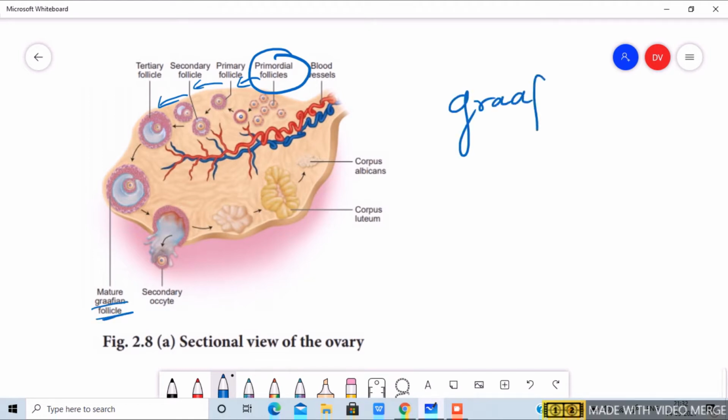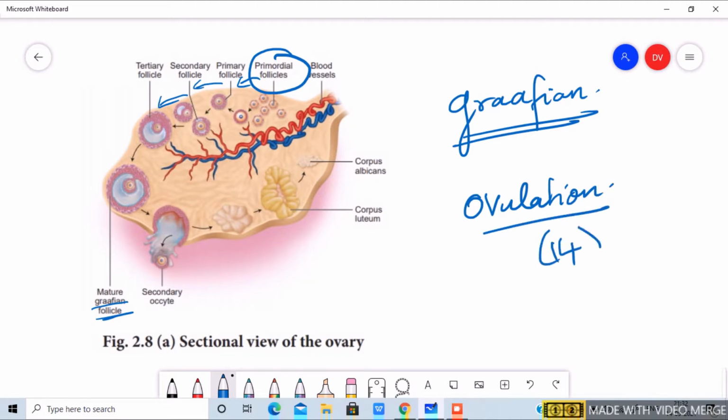There is this process called ovulation, which exactly happens on the 14th day of the menstrual cycle. Not exactly the 14th day, it varies from woman to woman, 13, 14 or 15, plus 2 or minus 2. But ovulation generally we refer to as the 14th day, where the mature egg bursts open a follicle and gets released into the oviduct. That mature follicle is known as the Graafian follicle.